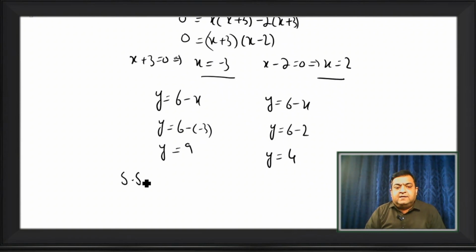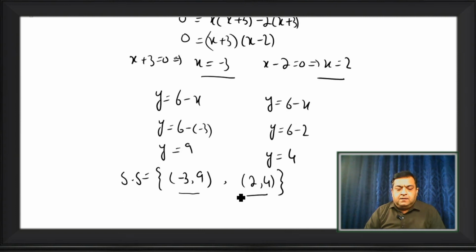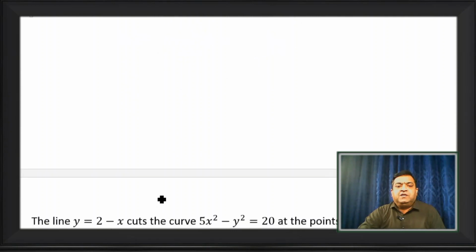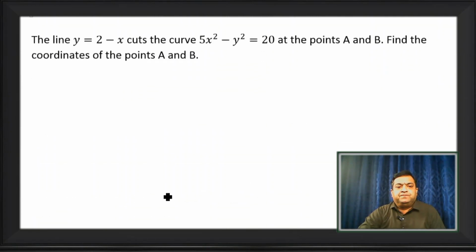Number one is, what was the first value of x? We will put it over here, minus 3, and the corresponding value of y was 9. And secondly, x was 2 and y was 4. So this is the solution. These are 2 points, minus 3, 9 and 2, 4. This was our first question, solution of a linear equation and a quadratic equation.